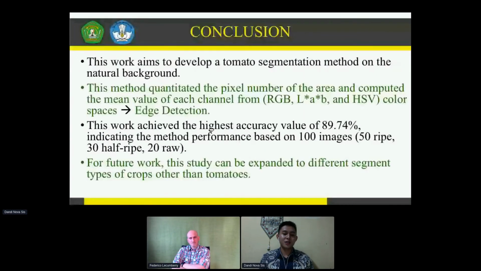So in conclusion, let me sum up the main points. This work aims to develop a tomato segmentation method on the natural background. This method quantified the pixel number of the area and computed the mean value of each channel from RGB, LAB, and HSV color spaces with edge detection. This work achieved the highest accuracy value of 89.74%, indicating the method performance based on 100 images: 50 ripe, 30 half ripe, and 20 raw. For future work, this study can be expanded to different types of crops other than tomatoes. Thank you.